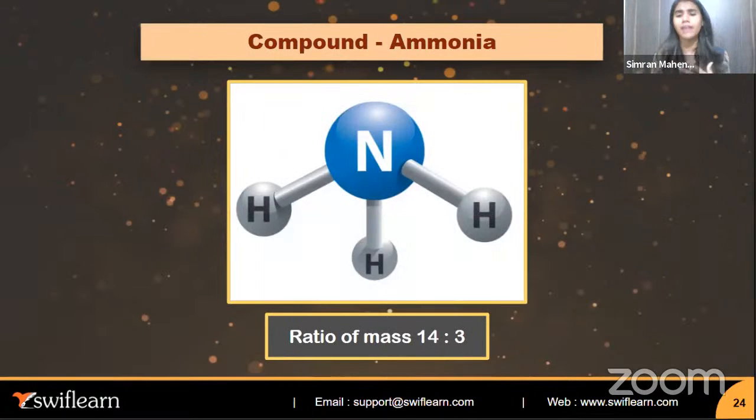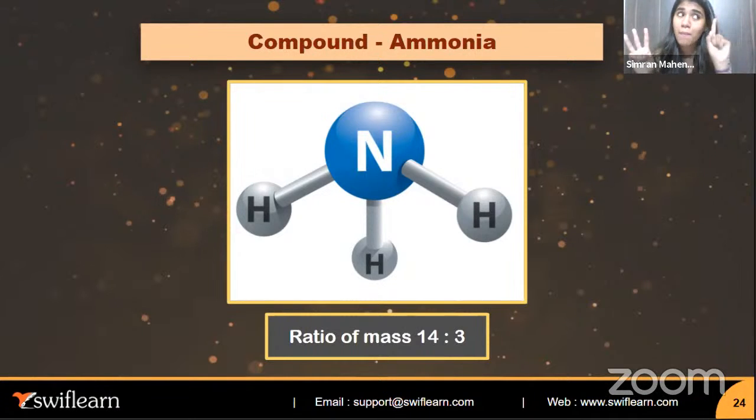Now let us see another example, which is ammonia. The formula for ammonia is NH3. Now what is the mass of nitrogen? The nitrogen mass is 14. And what is the mass of hydrogen? Hydrogen is 1. There are 3 of them. Like I said, the formula is NH3. Ammonia is made up of 2 elements, nitrogen and hydrogen. How many nitrogen? 1 nitrogen. How many hydrogen? 3 hydrogen.